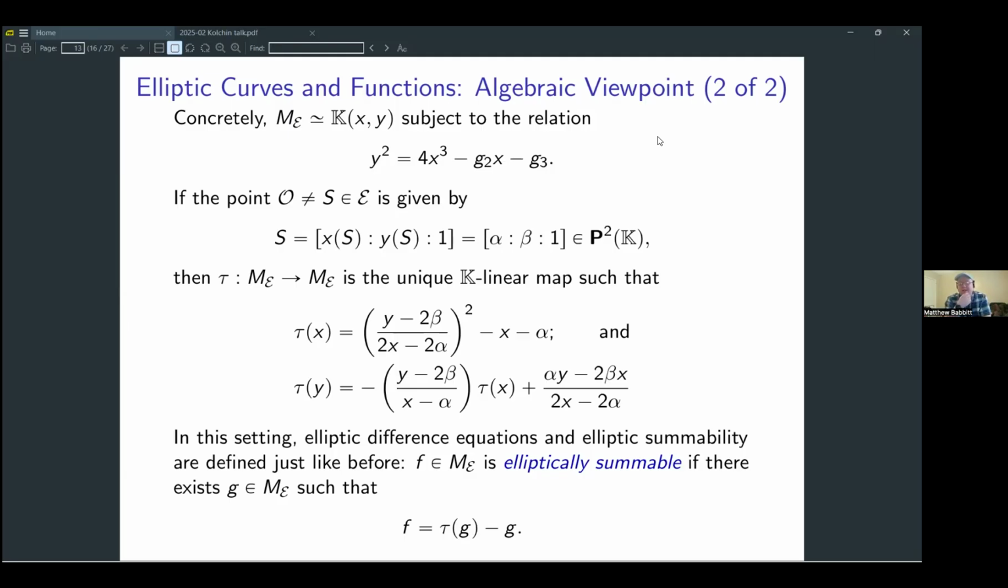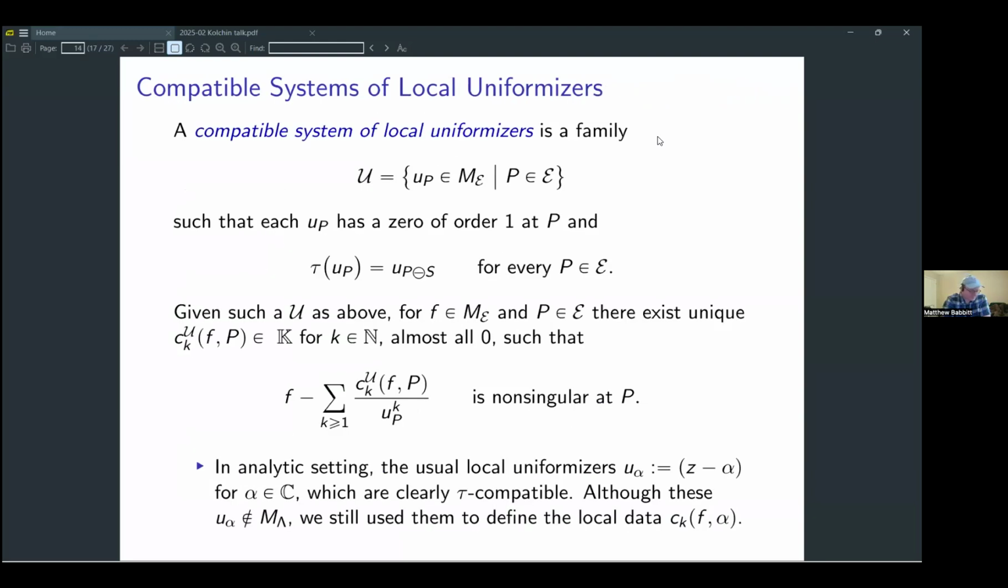All right. And then in this setting, elliptic summability is defined exactly like before. We want to solve the difference equation f equals tau g minus g, and f is summable if and only if there exists an elliptic solution to this equation. Okay, so this is the algebraic setting in which we are working.